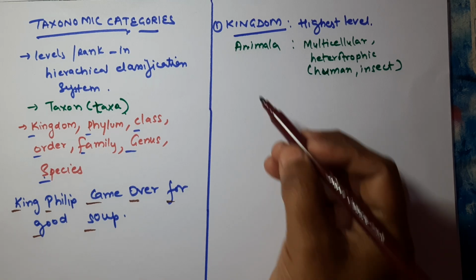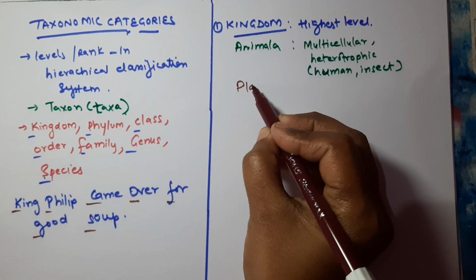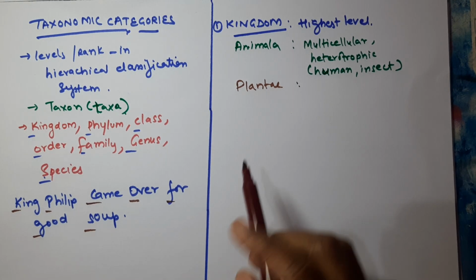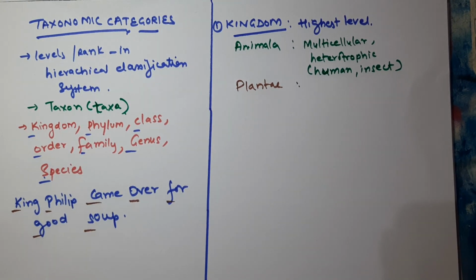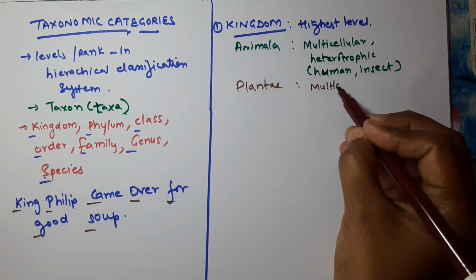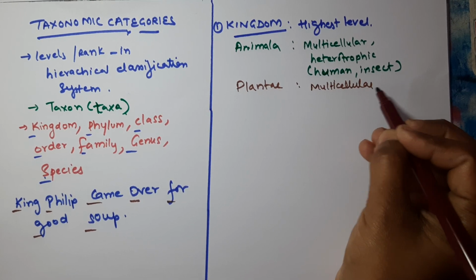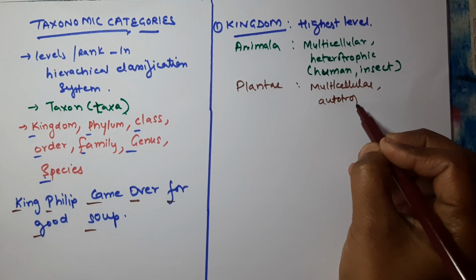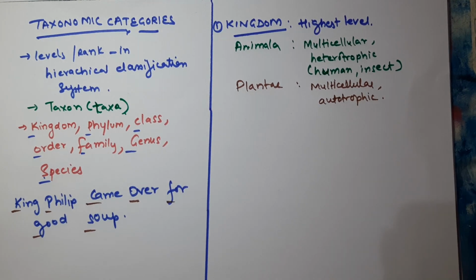Okay, and if we talk about the plant, then the kingdom is the Plantae. Okay, so all the multicellular and autotrophic species, they will be put under the Plantae. Okay, so these examples are trees, flowers, ferns, etc.